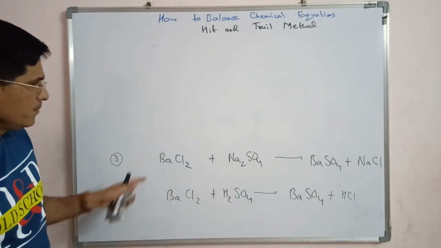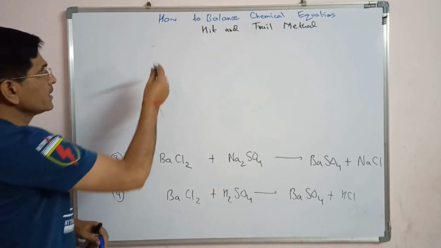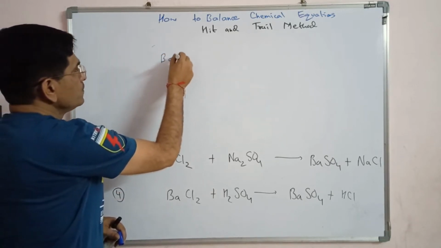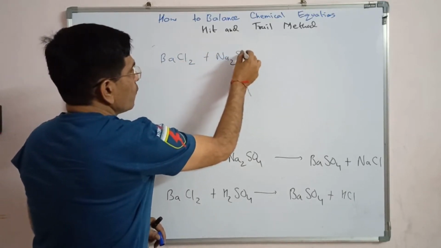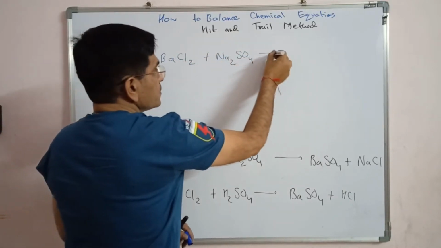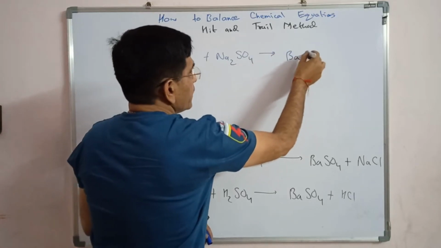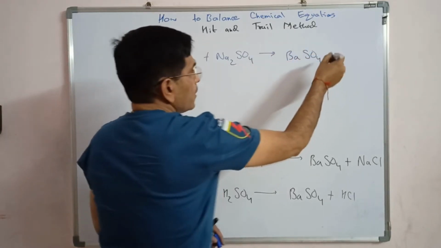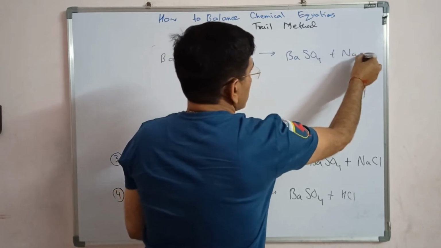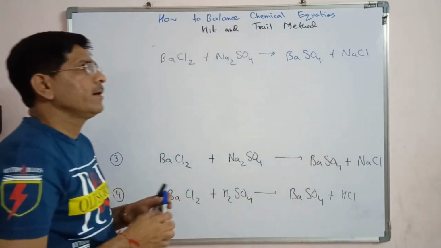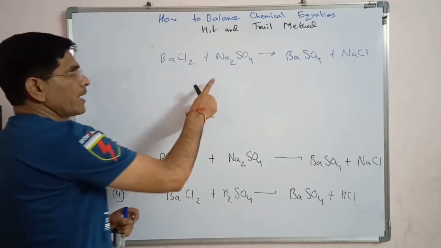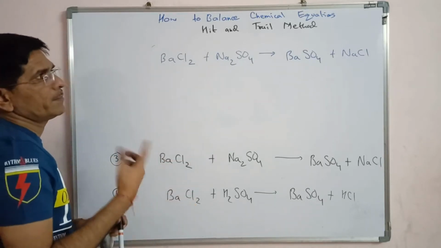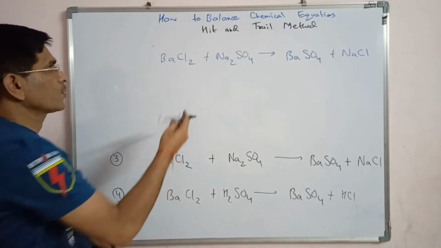Now barium chloride, BaCl2, plus Na2SO4 gives BaSO4 plus NaCl. If we see properly: barium chloride, sodium sulfate, barium sulfate, sodium chloride.